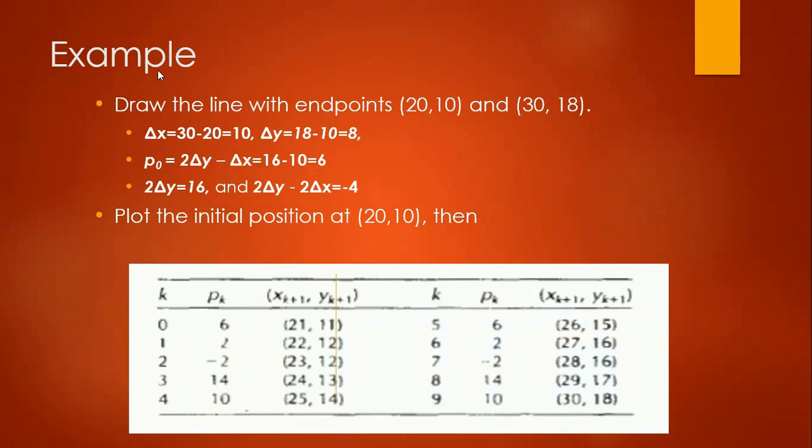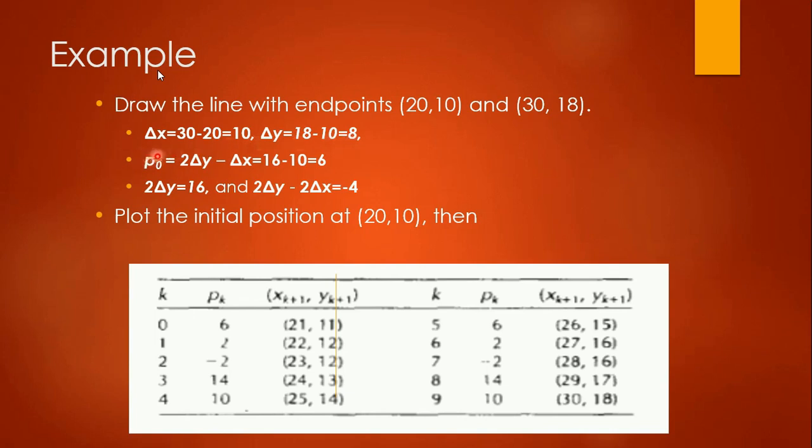To illustrate Bresenham's line algorithm, we are going to consider one example, with endpoints 20, 10 and 30, 18. Let us see how to calculate delta x. Delta x is the difference in x coordinates, that is 30 minus 20, you get 10. And delta y is the difference in y coordinates, that is 18 minus 10, equal to 8.